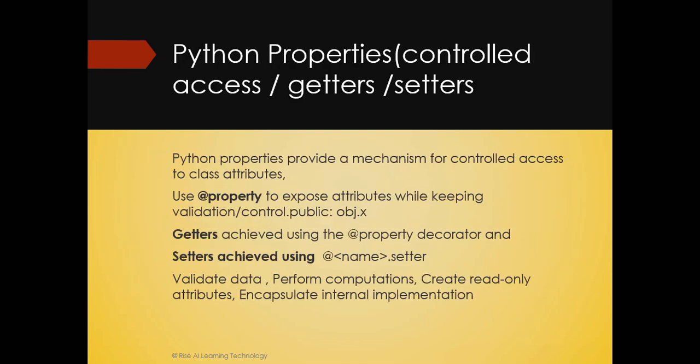So next is the properties. What are Python properties? Python properties provide a mechanism for controlled access to class attributes. When I am saying controlled access to class attributes, what does it mean? How are we controlling it? I can create one attribute, suppose A, and I am saying that this variable is read only. You cannot assign any value to it. If I try to assign some value, A equal to 0, it is going to throw me an error, because I am saying that this attribute is read only.